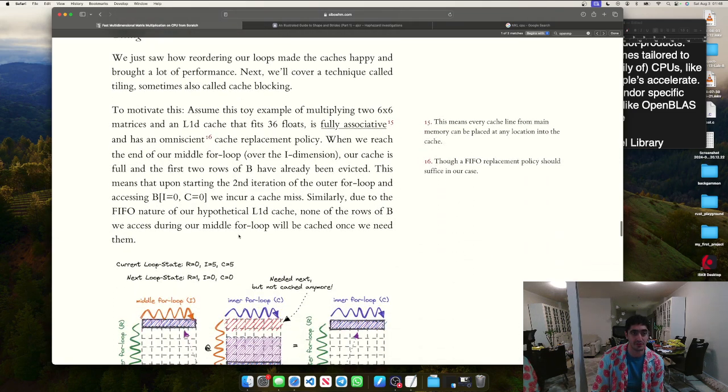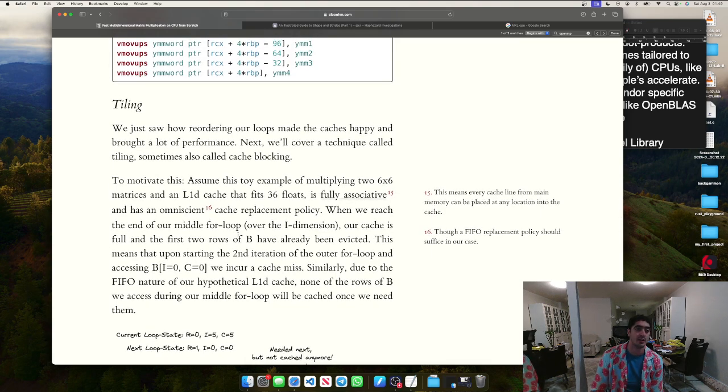Tiling. We just saw how reordering our loops made the caches happy and gave a lot of performance. Next, we'll cover a technique called tiling, sometimes also called cache blocking. To motivate this, assume this toy example of multiplying two 6 by 6 matrices and an L1D cache that fits 36 floats and is fully associative. This means every cache line from main memory can be placed at any location in the cache. It has an omniscient cache replacement policy.